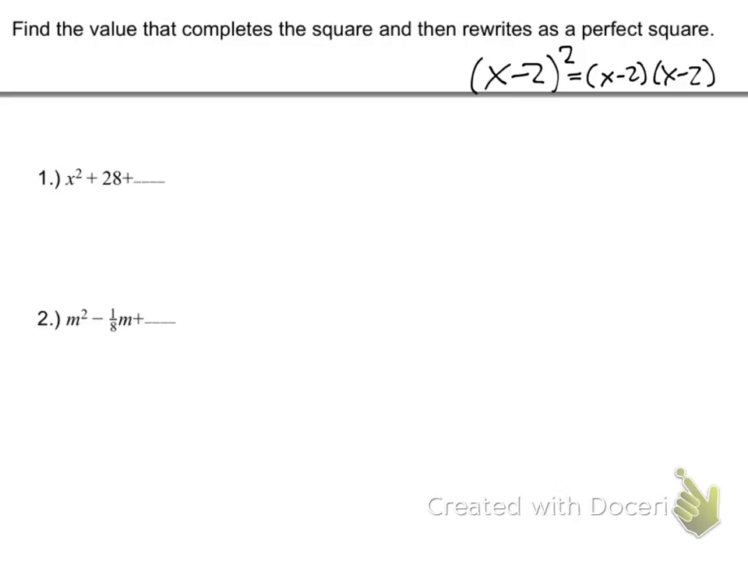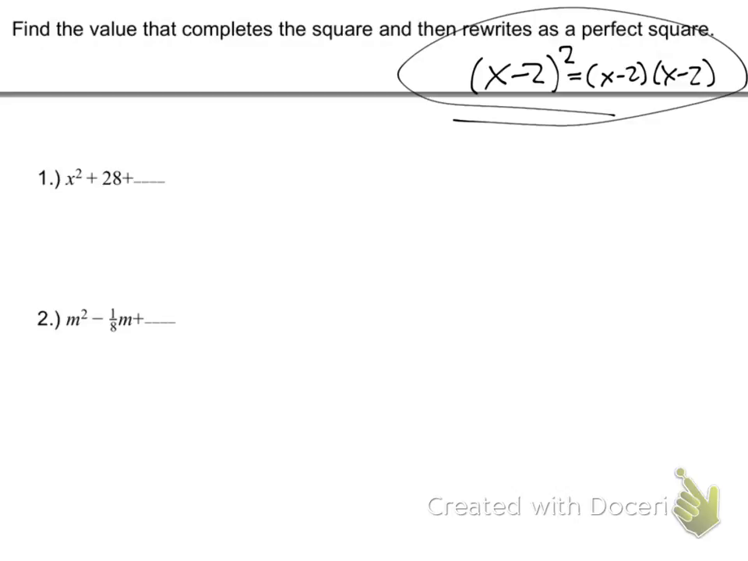Does anybody remember how we can make that happen? I think we've done this before. Okay, we could FOIL it. That would give us back our quadratic, at least for our example up here. But what about number 1? What would I have to do to find that number, that C value, that means I can factor it?